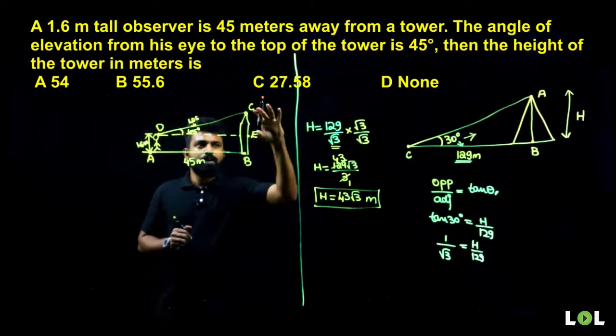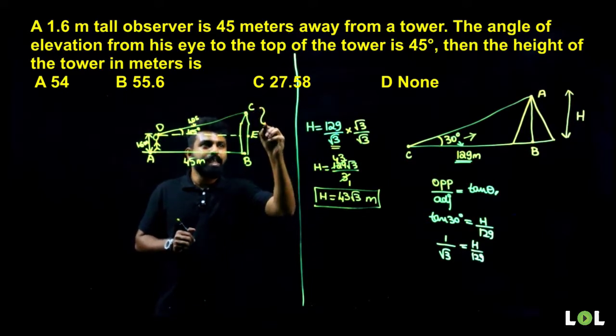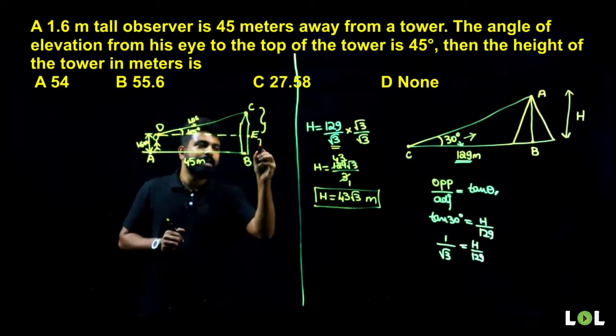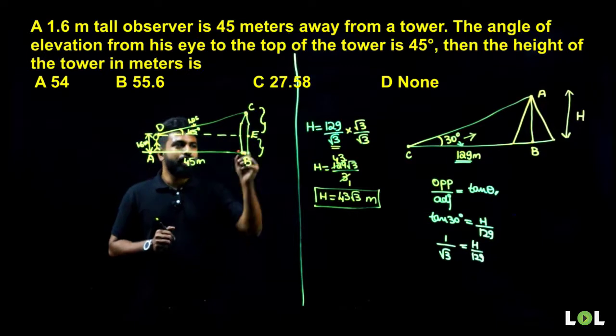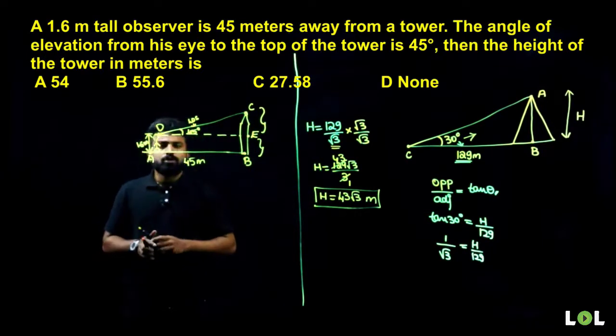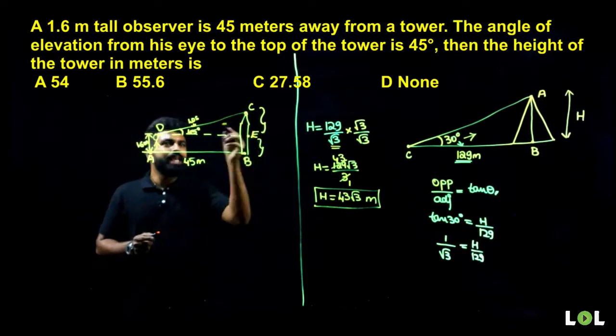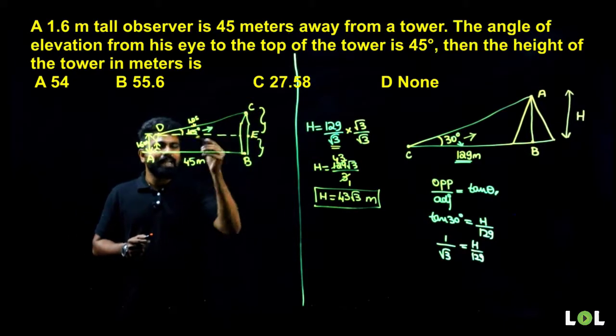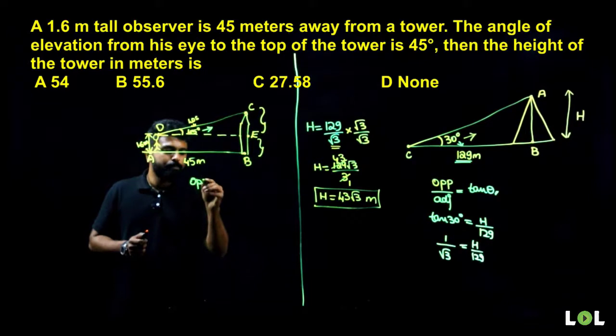So first let us calculate the CE, then let us add BE to that. So that we'll get BC, that is nothing but the length of the tower. So how to solve this? What is CE with respect to 45 degrees? It is nothing but my opposite side.